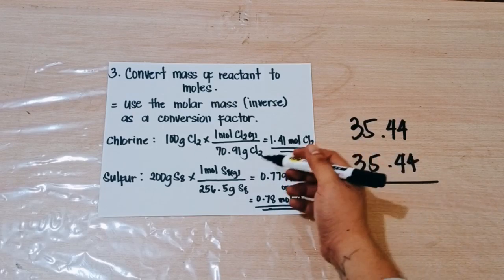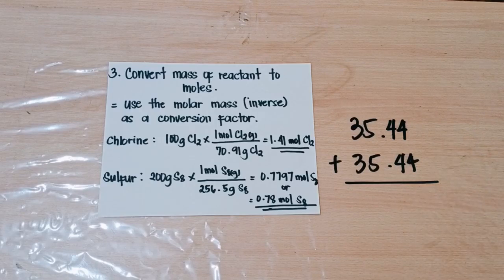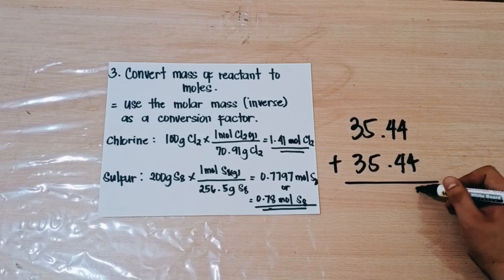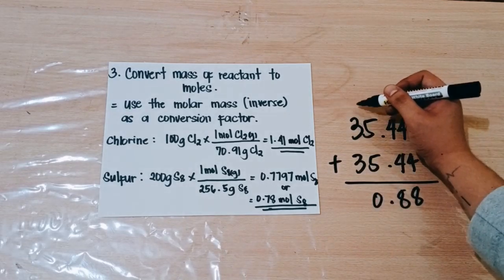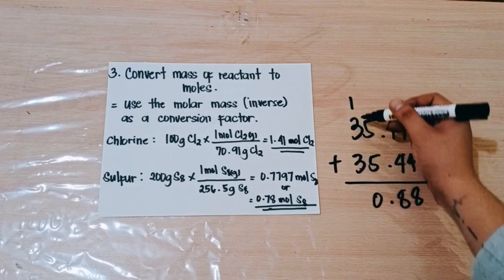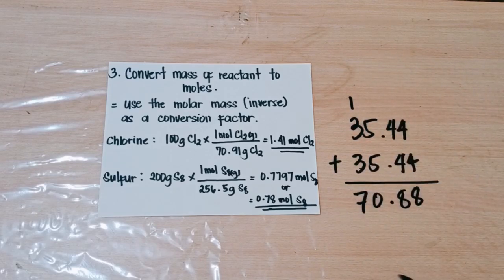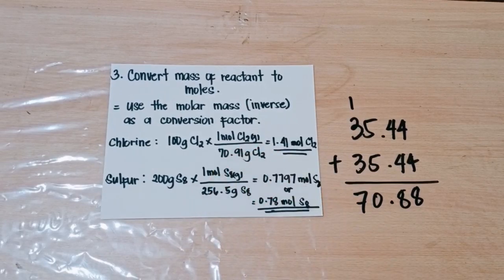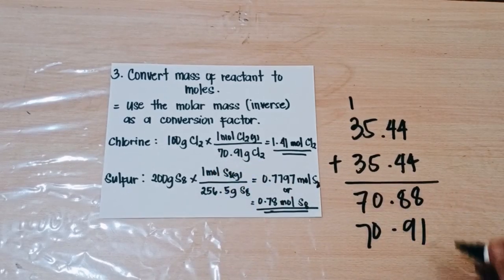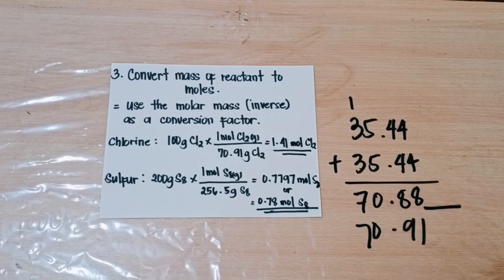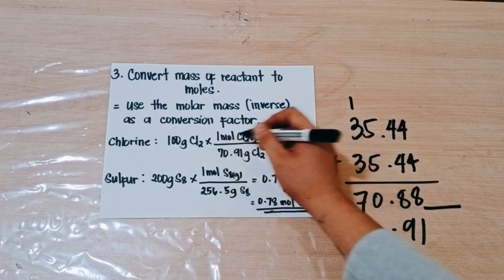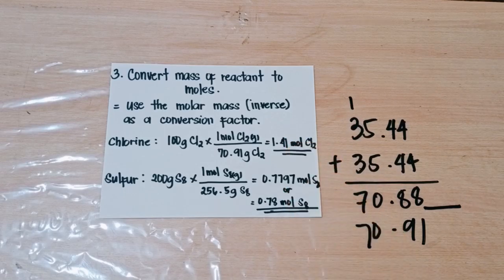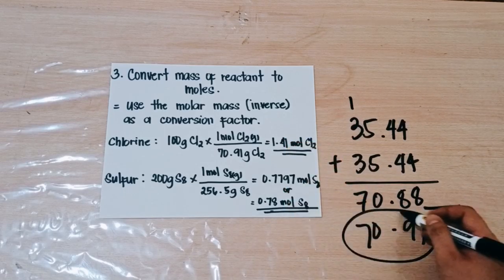Now, kaya ibig sabihin may dalawang 35.44 o may dalawang chlorine. Ipag-a-add mo lang yung dalawang yun. For example, 35.44 plus 35.44, we have 70.91. Ngayon, in this equation, converted na siya. Kaya naging 70.91 siya. So again, converted na to yung product ng chlorine or dichloride na yan. Kaya that is why ang nakuha is 70.91.